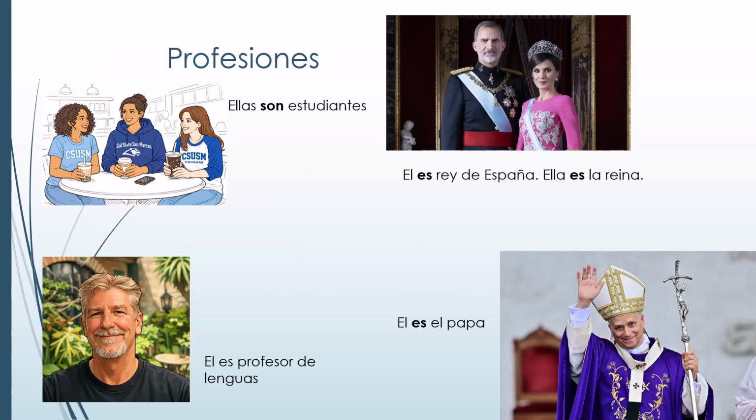So professions use ser. So whatever you are, right? Ellas son estudiantes. Él es profesor de lenguas. Él es el papa. Él es rey de España. Ella es la reina. Son los reyes, bueno, de España. Right. So again, it's just saying that's an inherent characteristic of who you are, the profession. Again, it's not necessarily permanent, right? You're not going to be a student forever. The Pope isn't always going to be the Pope. I mean, he'll be dead before he's not, probably, but not necessarily these days.